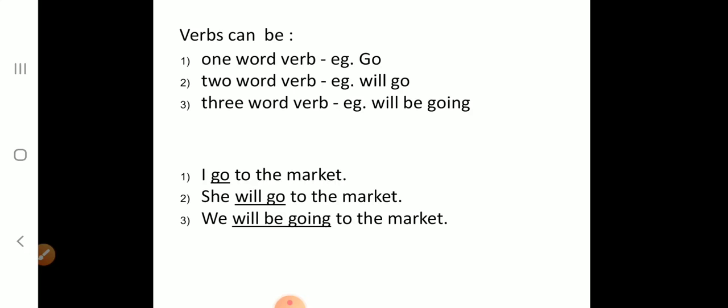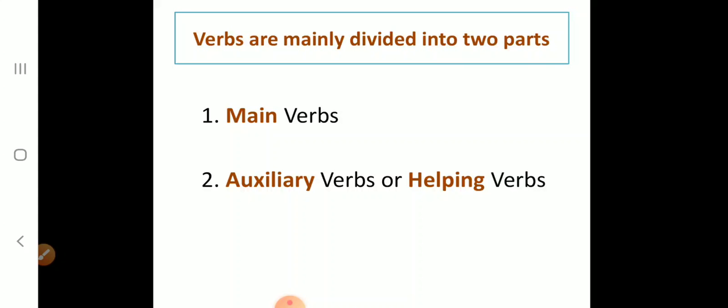We will be going to the market. This sentence is in future continuous tense. In such sentences, the ing verb, the verb which takes ing, is always preceded by the verb be. Will be going thus forms a three-word verb.